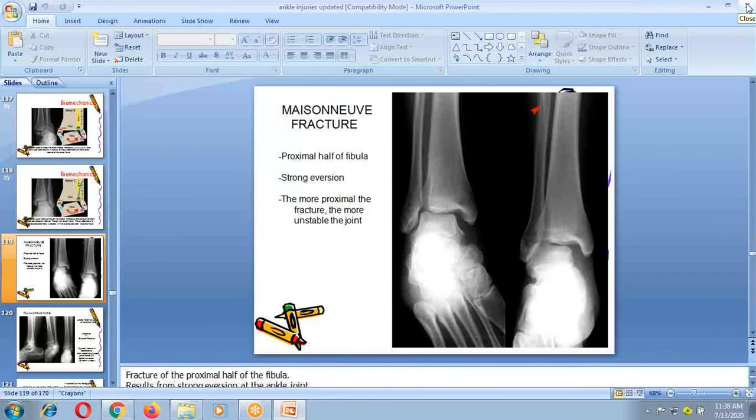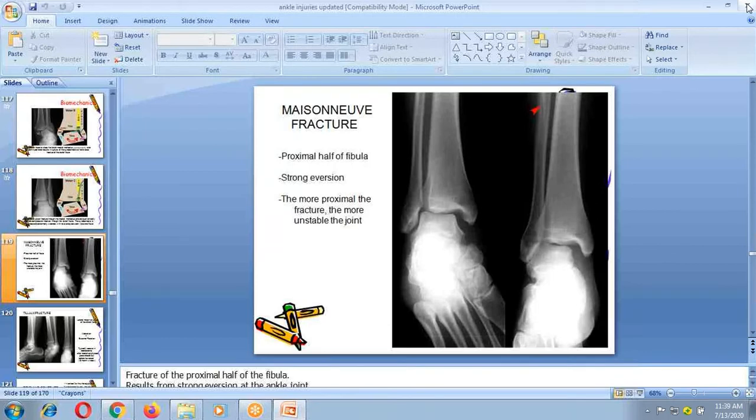Another question is, what do you mean by trimalleolar fracture? Tell me. Fracture of the medial malleolus, lateral malleolus, and posterior malleolus, sir. Okay, there is another name for that. I told you. What is that? Henderson fracture. Okay.